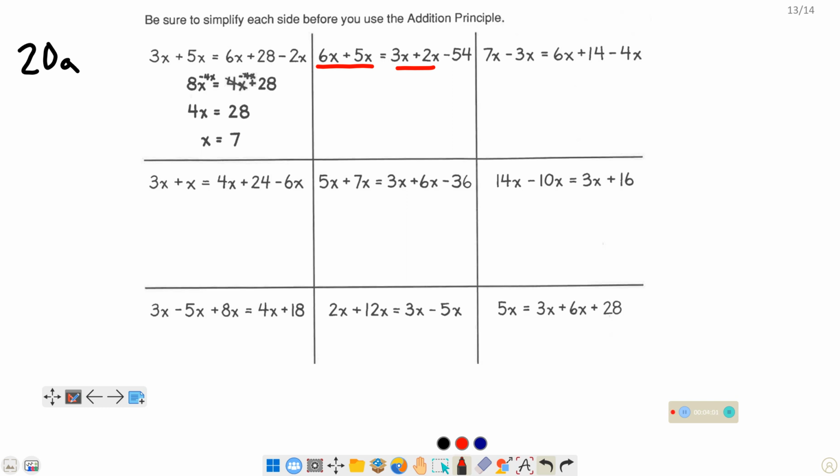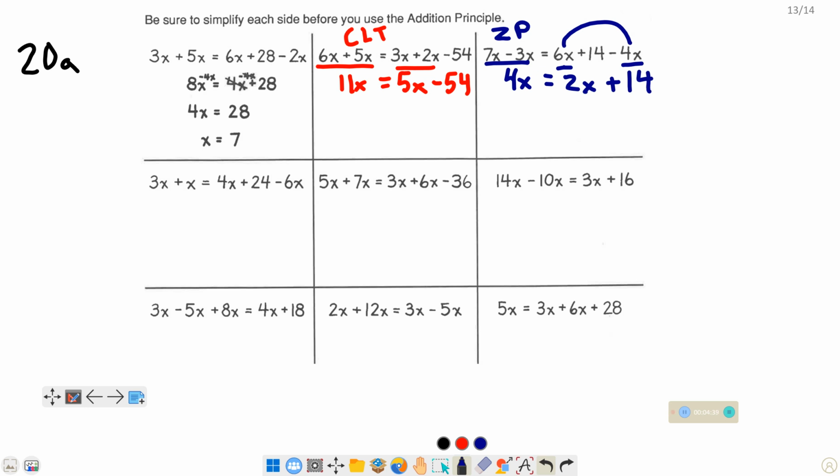Now, some of these are combine like terms through addition, right? 11x equals 5x minus 54. That's a combine like terms because they're both addition. Whereas some of these problems are zero pairs. A zero pair is when you have subtraction. 7x minus 3x is 4x on my left side. On my right side, I notice 6x take away 4x. That's going to give me 2x.